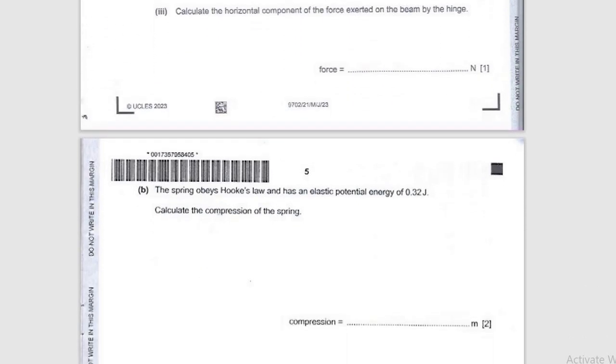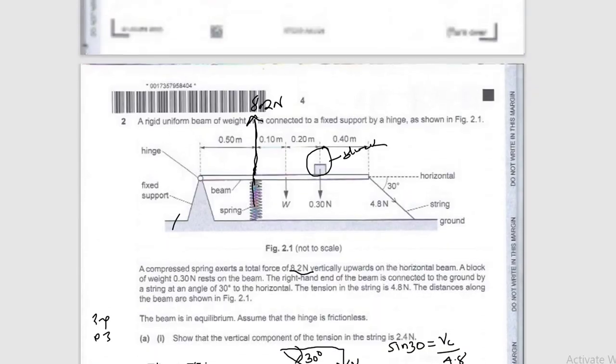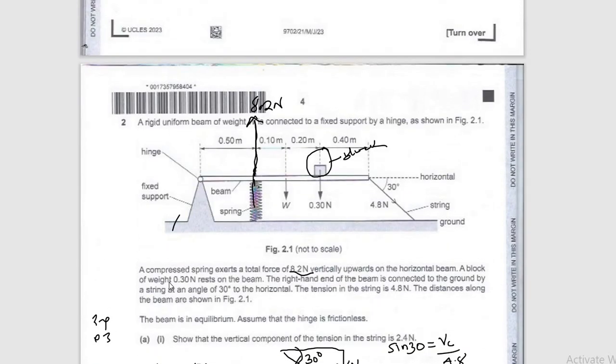Okay, the next one. Calculate the horizontal component of the force exerted on the beam by the hinge. The horizontal component of the force exerted on the beam by the hinge. This is the hinge exerted on the beam. Horizontal component exerted on the beam by the hinge.